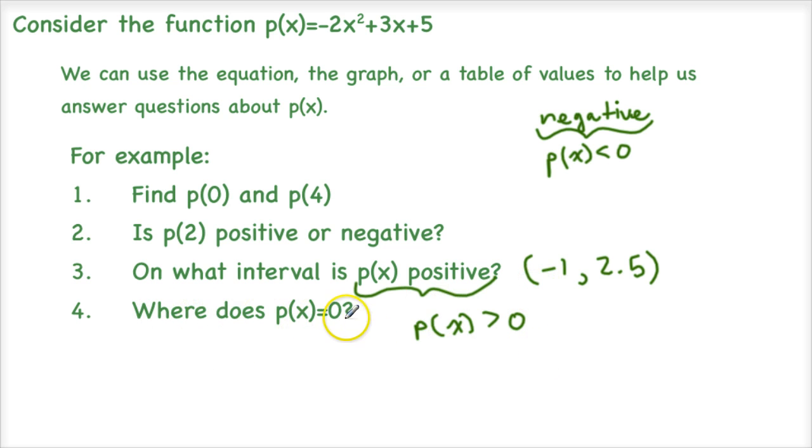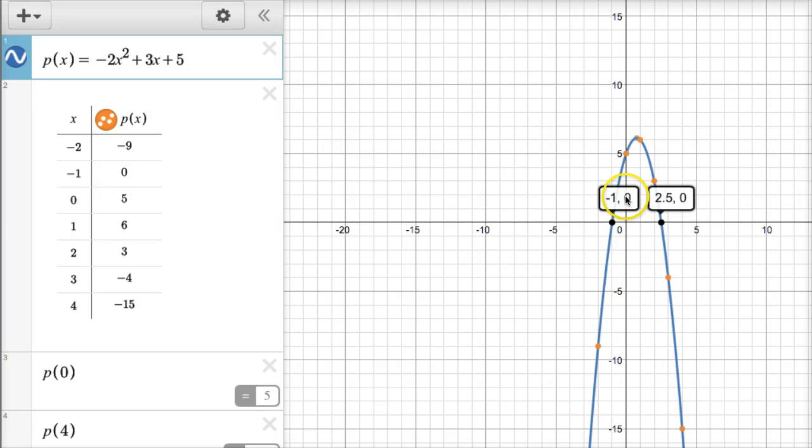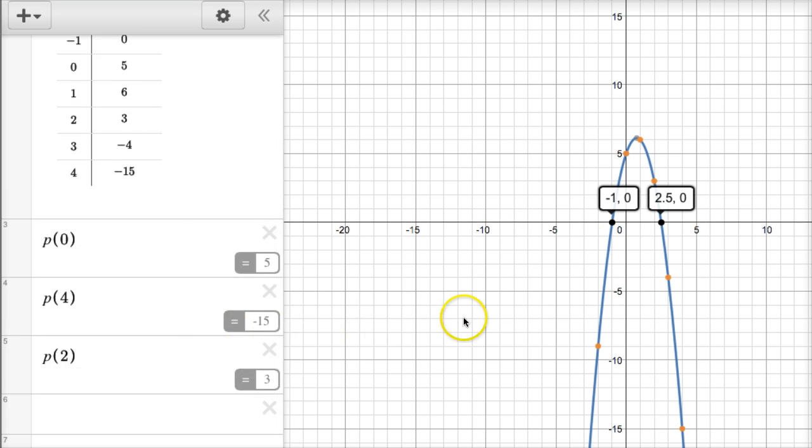Where does p of x equal 0? It equals 0 at x equals -1 and x equals 2.5. If you looked at the graph to get that answer, here we go. It equals 0. So where is p of x equals 0? At -1 and 2.5.